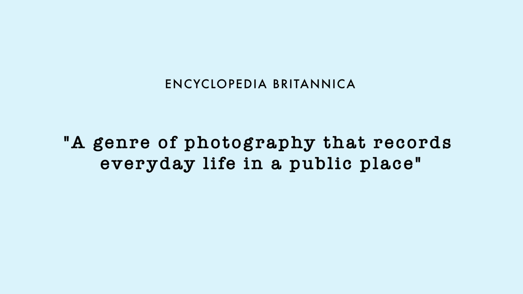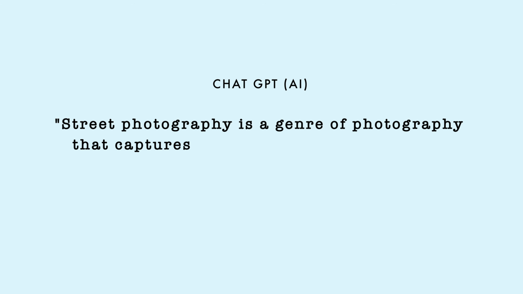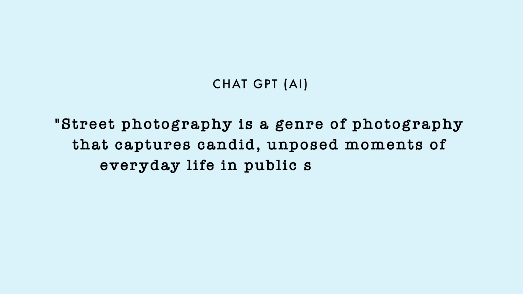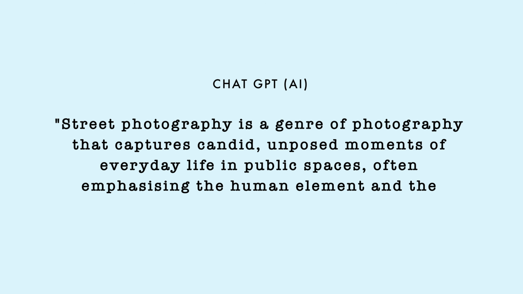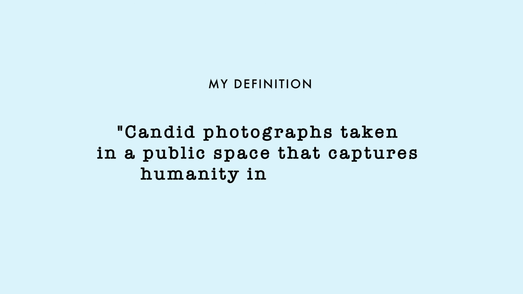The Encyclopedia Britannica defines street photography as a genre of photography that records everyday life in a public place. And I think that's a solid, concise definition. Next, I asked ChatGPT for its definition of street photography to see what AI comes up with. And its definition is, street photography is a genre of photography that captures candid, unposed moments of everyday life in public spaces, often emphasising the human element and the unique interactions between people and their urban environment. Pretty good? And lastly is my definition of street photography, which is candid photographs taken in a public space that capture humanity in some way.